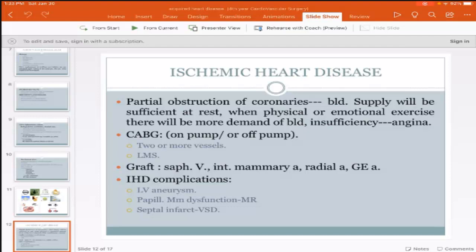Either we do it on beating heart or off bypass, and on beating heart, the patient is either off pump or with pump. If we leave the patient on the cardiopulmonary machine, or we can use it especially when we have a single valve and single vessel disease, we can do it on beating heart. This is the term we call pump off or pump on. Pump off is a beating heart. Pump on means on the cardiopulmonary bypass machine.